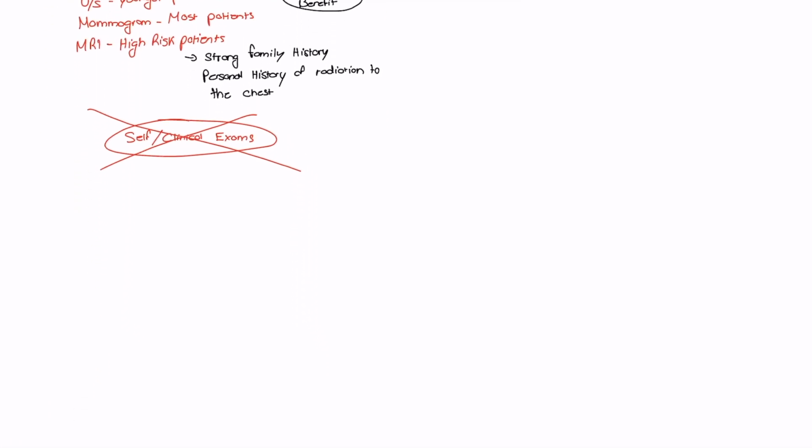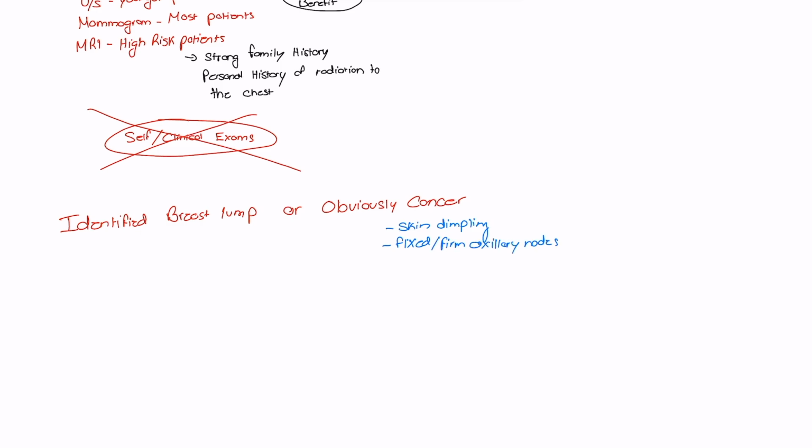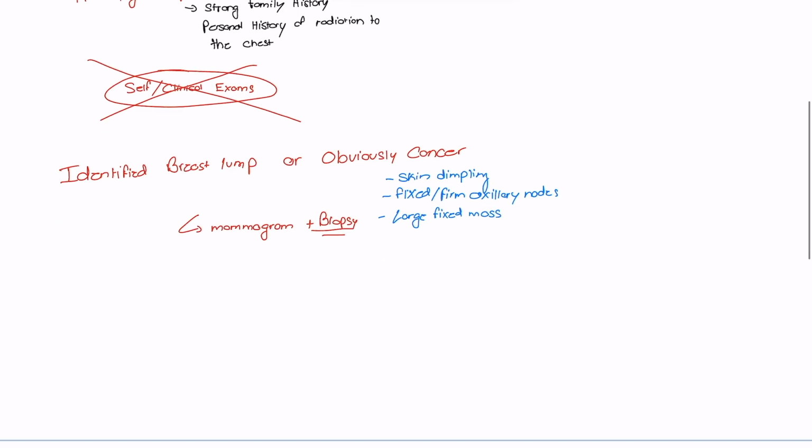The second way breast cancer is diagnosed is from an identified breast lump. The last way is when it is obviously cancer, with skin dimpling, fixed, firm axillary nodes, and a large fixed mass. What do you do to diagnose these patients? You get that mammogram and you go for the biopsy.